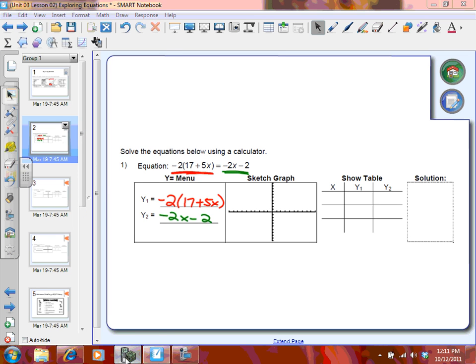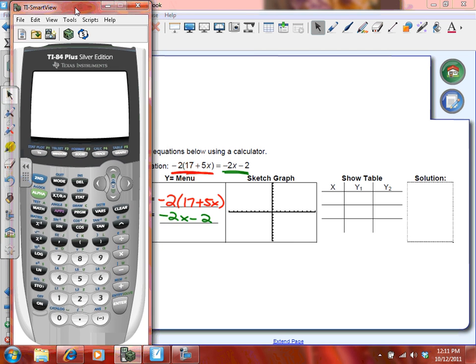So let me grab my calculator. Here's my calculator. Again, we're going to go to y equals, and in y1, I'm going to type in negative 2, parentheses, 17 plus 5x, close the parentheses. Now we're going to go to y2, and we're going to type in negative 2x minus 2. We all got it? Now we're going to go ahead and hit graph. And this is the graph we get, right?